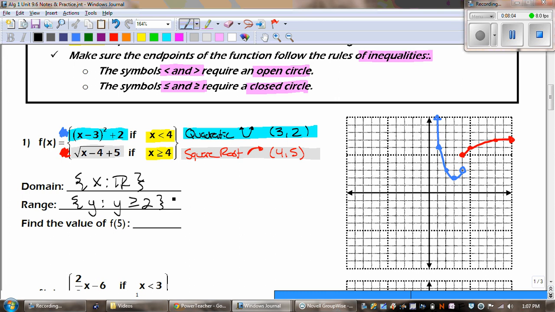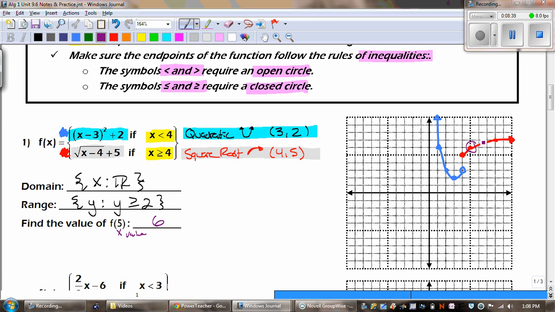Now, the last thing we have to do is find the value of f of 5. So when our x, remember this is talking about our x value, when our x value is 5, this is 5 right here. What's that? Okay, and that's 6. So when we plug in f of 5, we should get 6.